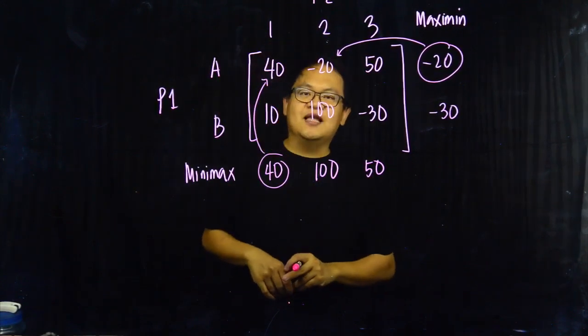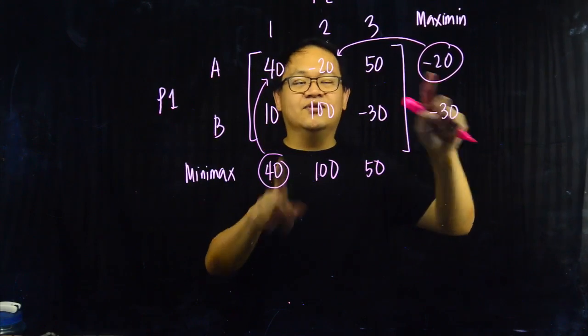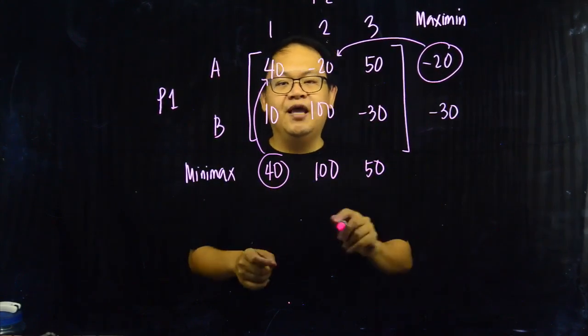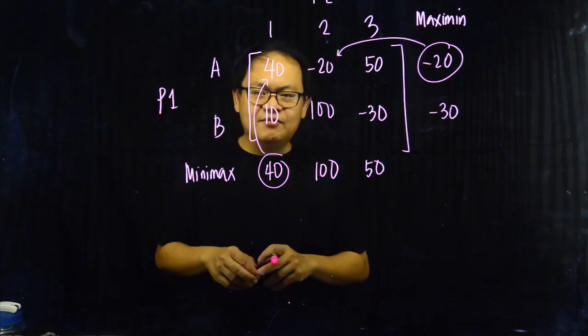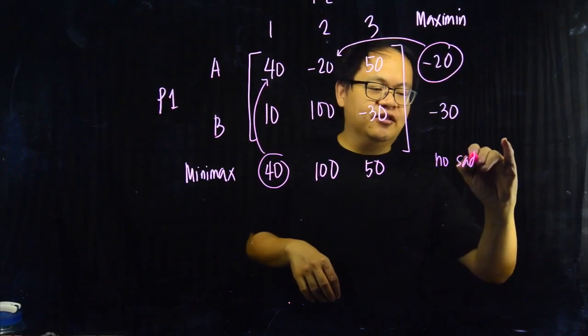So what does this mean? The maximin and minimax did not coincide at a single cell. No, they're not of the same value. Okay. So what does that mean? That means there is no saddle point.